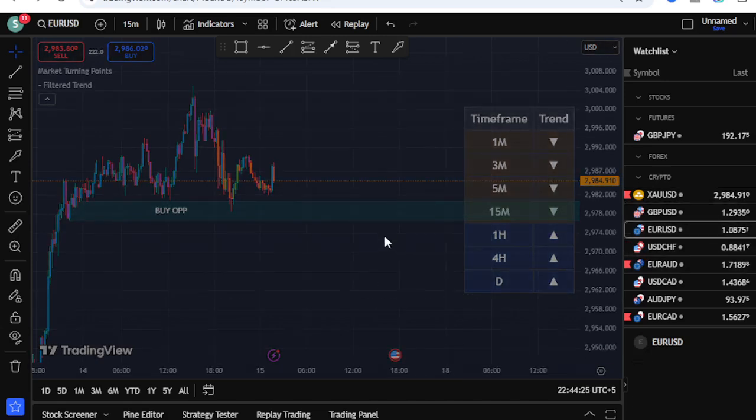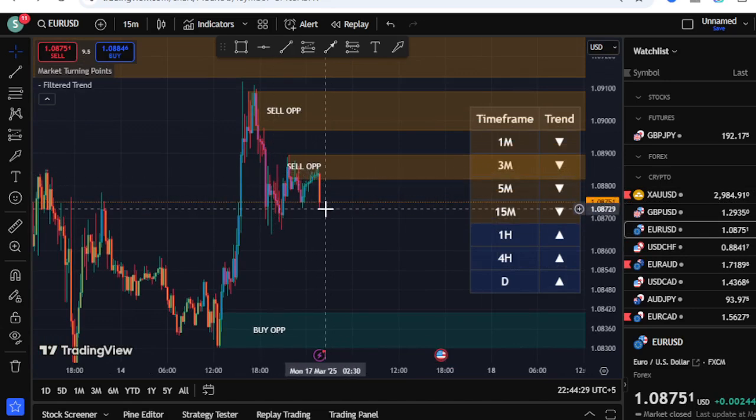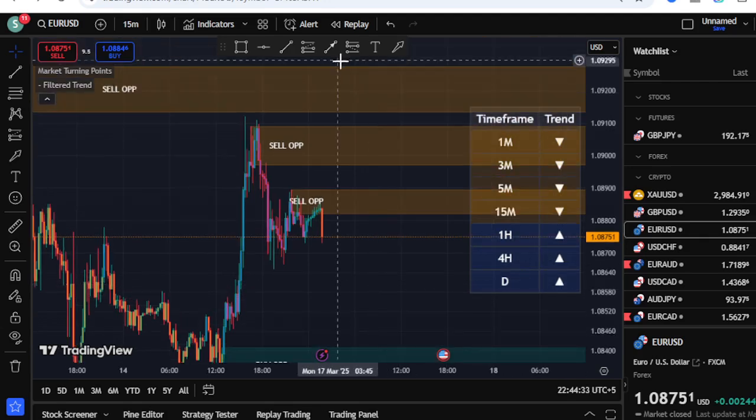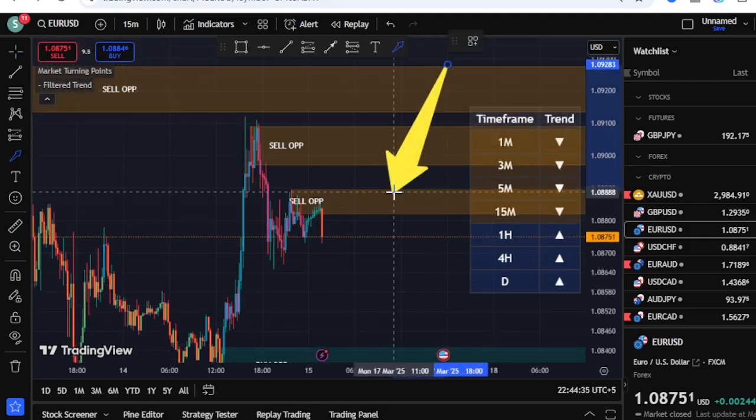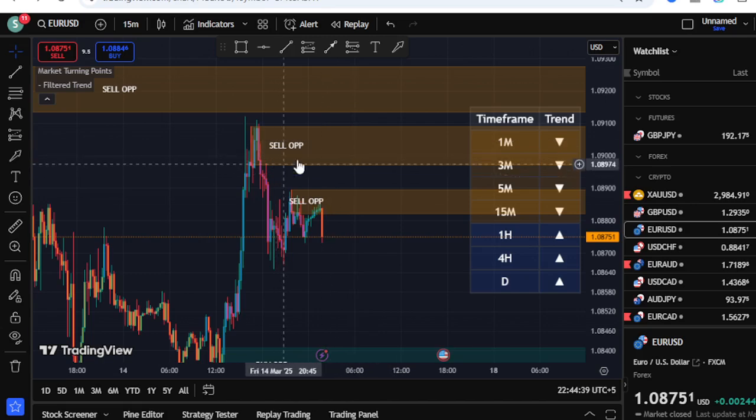If we talk about the Euro USD, okay, so Euro USD has received a rejection from the sell opportunity levels. However, the trend is bullish, but again, guys, there are three levels that are very strong bearish. So I personally believe that Euro USD can have a downward pressure from that area.